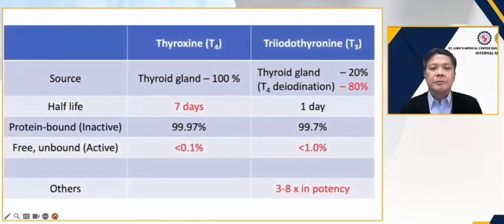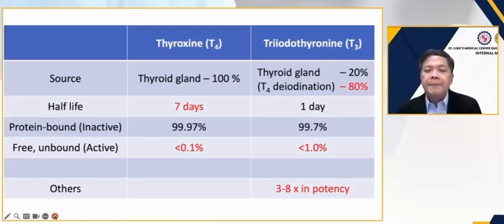Very important. So we're going to talk about the two hormones produced by the thyroid gland, T4 and T3. It's important to know that the thyroid gland produces 100% of your T4, but only 20% of your T3. 80% of T3 in the circulation is from T4 deiodination in the liver and the kidneys. And this is important. And why do we need to know this?